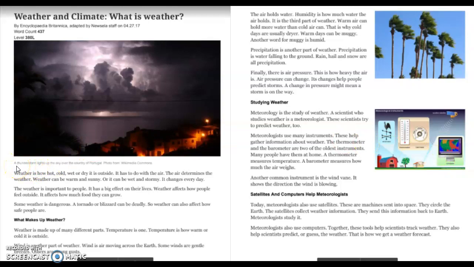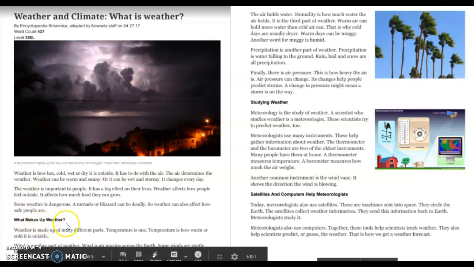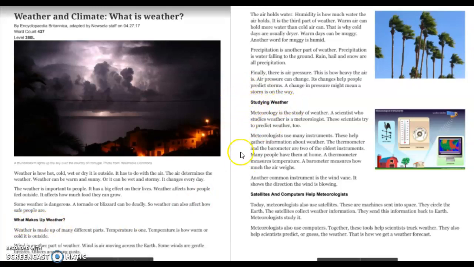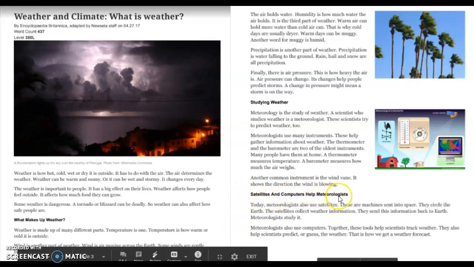Underneath the picture of the storm, you can see that there's a caption. A thunderstorm lights up the sky over the country of Portugal. You can look at headings. What makes up weather? The information underneath that heading will talk about what makes up weather. Another heading, studying weather. The information underneath that heading will talk about how weather is studied. This last section here, the heading, satellites and computers help meteorologists. The information underneath that heading talks about satellites and computers.